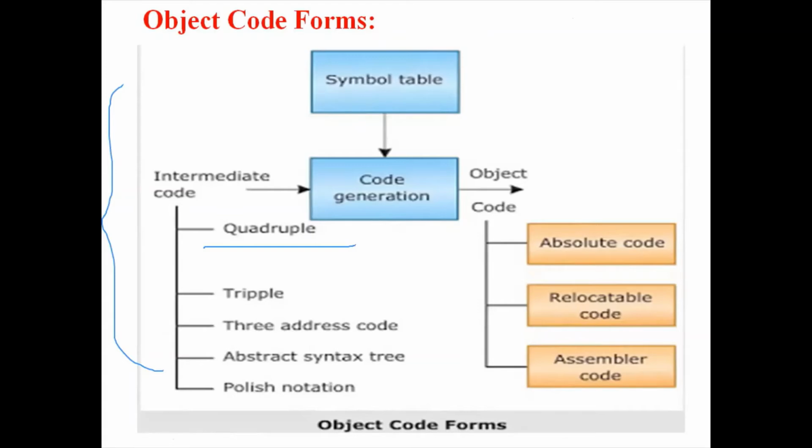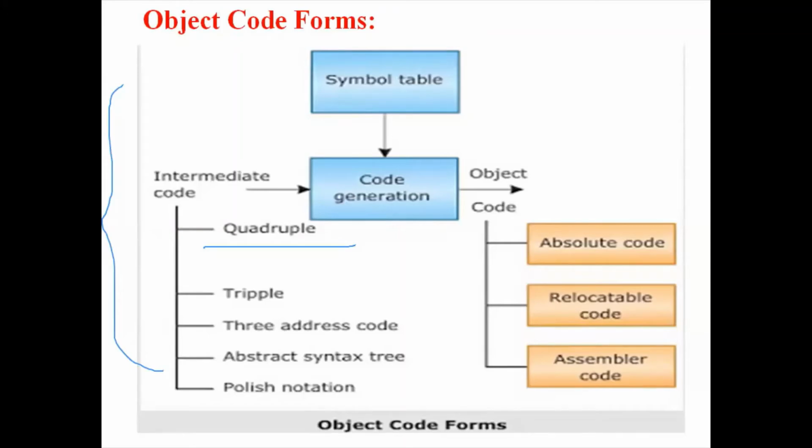Next one is object code forms. This is the most important question for the fifth module. So write the object code forms. Write the types of object code form. In a 2 mark question, you just write the 3 types of object code forms. Otherwise, if asked to explain the object code form with an example, it is a part B question.